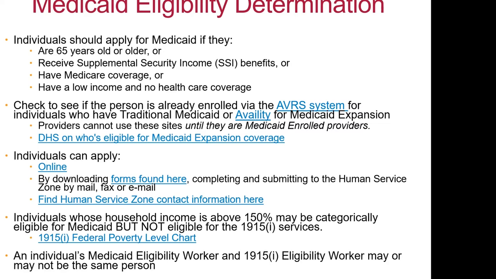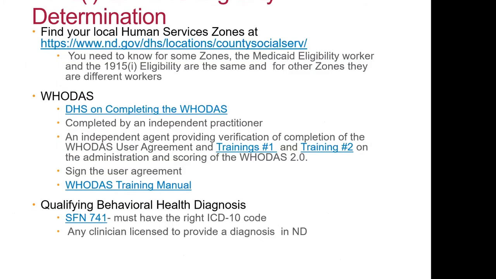There may be people who are above 150% who may be categorically eligible for Medicaid, but not necessarily eligible for the 1915I services. And we did link the federal poverty level chart so you can see whether or not they are also potentially eligible for 1915I. So it's important to make that distinction because you may see folks who are enrolled in Medicaid and receiving it. But again, as Marcella went through that criteria, there is specific criteria for 1915I related services. And like Marcella already mentioned too, depending on the zone and the assignments there for actual practice, the person doing the Medicaid eligibility may or may not be the same person that's doing the 1915I specific Medicaid eligibility. That is gonna be determined within that particular zone and the capacity they have and staff assignments there. If that makes sense for us here.